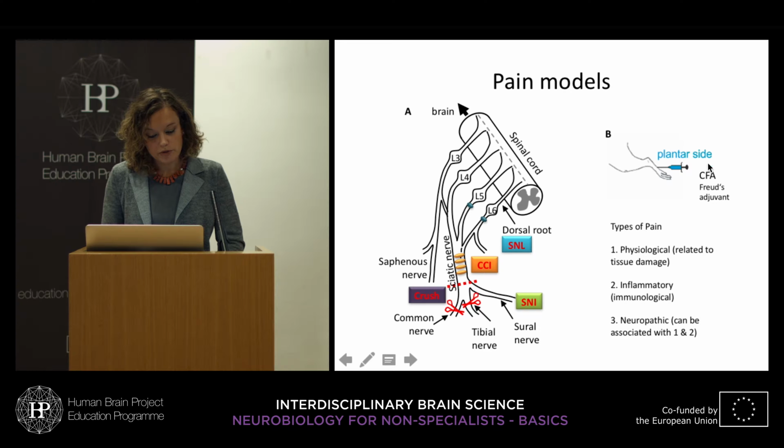Other types of models are, for example, the ones that resemble an inflammatory pain, where you inject in the paw of the rodent a compound, like, for example, the CFA, the Freund's adjuvant compound, which stimulates an inflammatory damage. So with these pain models, you can study pain sensation and nociception. And this is why it's important also to perform tests as well in models.